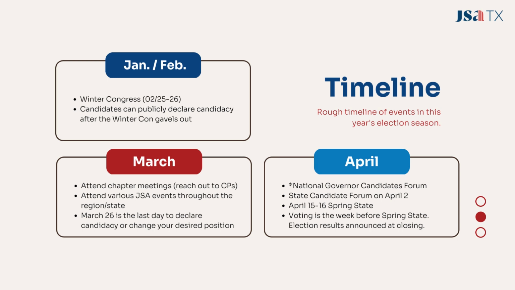In March, I recommend that candidates attend chapter meetings. That entails reaching out to chapter presidents and coordinating a time and date in which you can attend one of their chapter meetings and introduce yourself. Then I recommend that candidates attend various JSA events throughout the region or state just so that other Texas JSAers know who you are and get to know you before voting. And then March 26th is going to be the last day to declare candidacy or change your desired position.